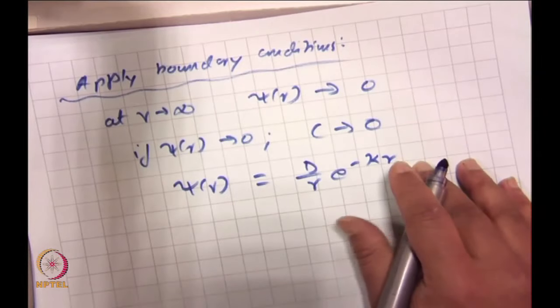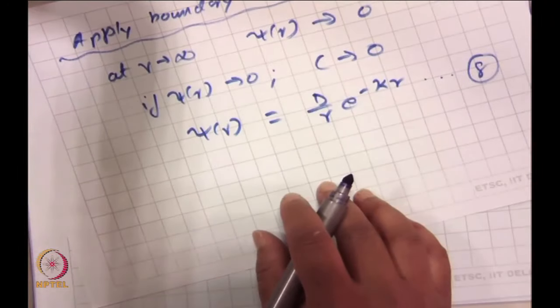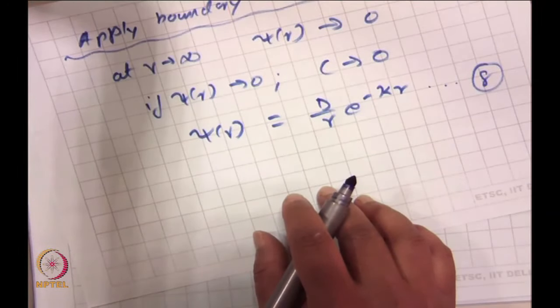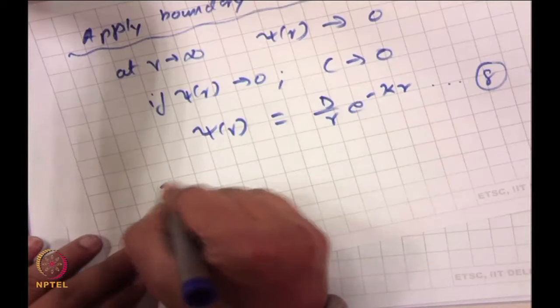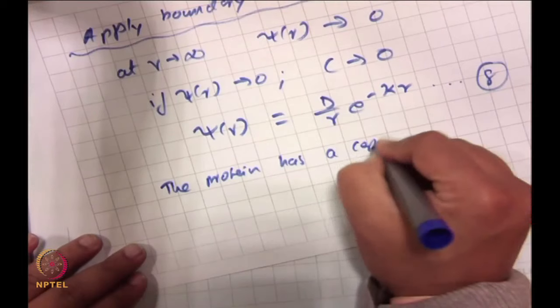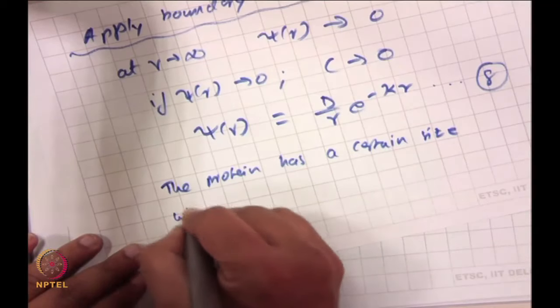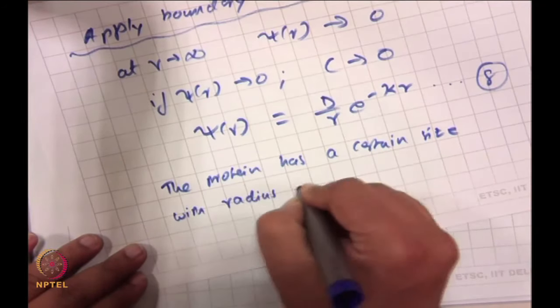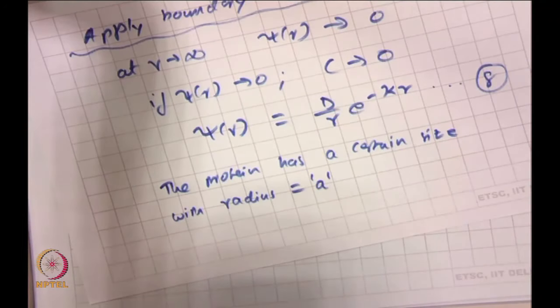I forgot what the equation number is, say this is equation number 8. Now what is the other boundary condition? The other one was r tends to 0, but here we will not consider the protein as a point charge. We will say that the protein has a certain size with the radius being equal to, say, a. That is what we will treat it as.